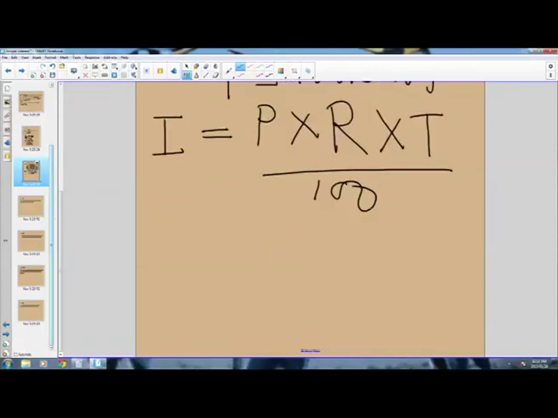This is the formula for the simple interest. And then this simplifies to I equals PRT over 100. It says I equals PRT over 100, where P is the principal amount, R is the rate of interest in percentage per annum, then T is the time in years. Then we divide the whole thing by 100.